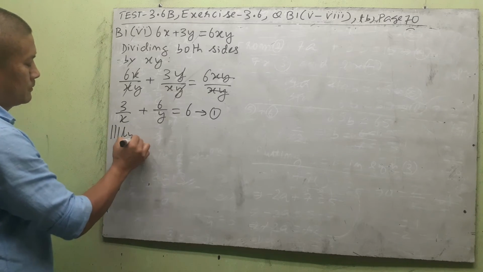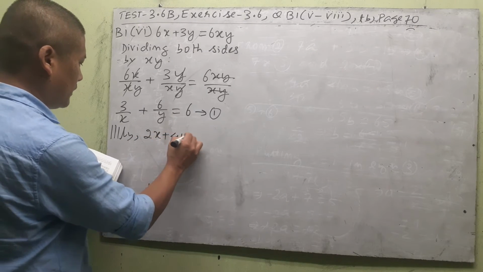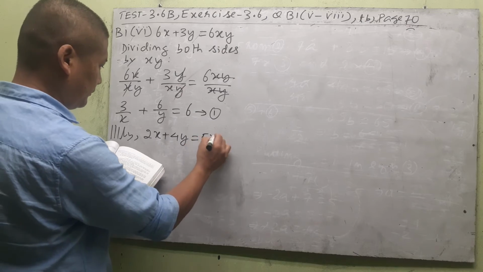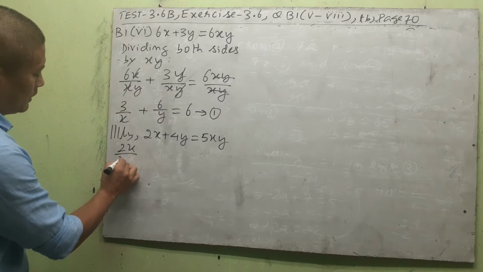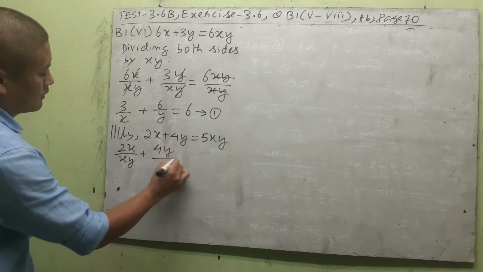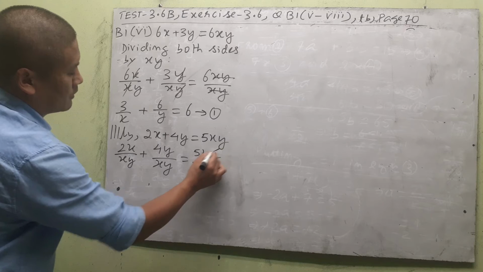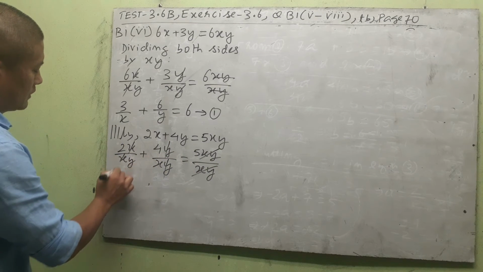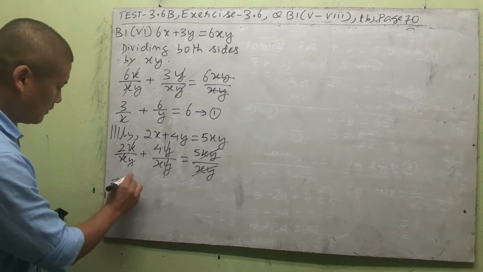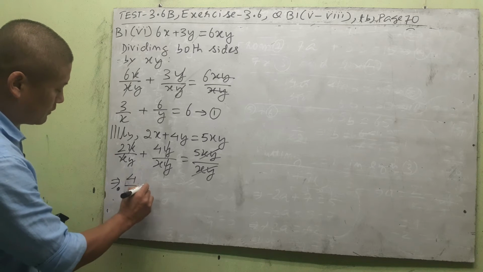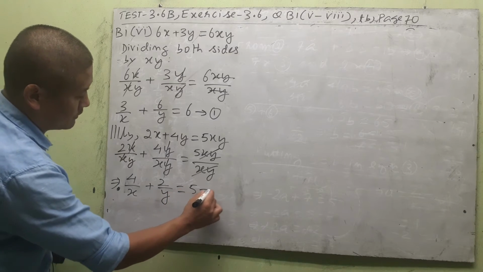Similarly, for the second one, 2x plus 4y is equal to 5xy. Just like we did, similarly I put, so I'm not going to write this. 2x divided by xy plus 4y divided by xy equals 5xy divided by xy. This cancelled, y cancelled, x cancelled, so we're going to get here 4 by x, and no sign here means plus 2 by y, is equal to here 5. So let's put this one as equation 2.